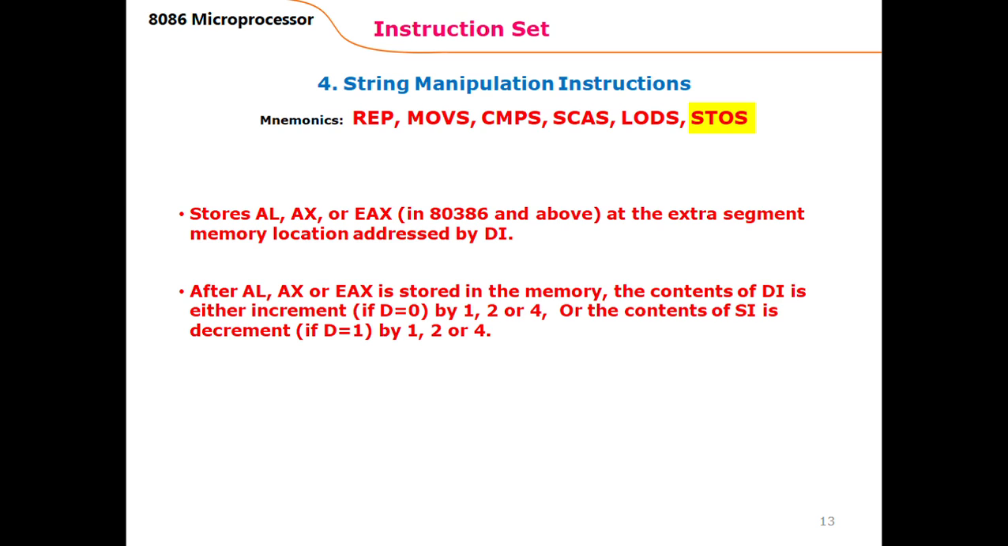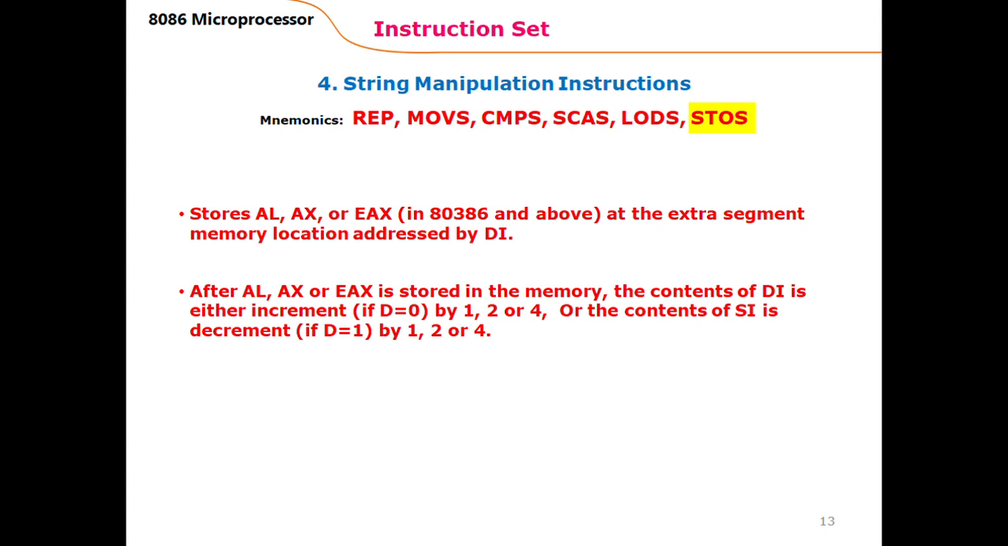Similarly, there is a store string instruction. The store string instruction stores the accumulator in the extra segment memory location addressed by DI. The STOS instruction can store the 8-bit part of the accumulator, which is AL. It can store in the memory the 16-bit part of the accumulator, which is AX, and it can also store the 32-bit part of the accumulator, which is EAX. In later microprocessors, it can store the extended version of the accumulator as well.